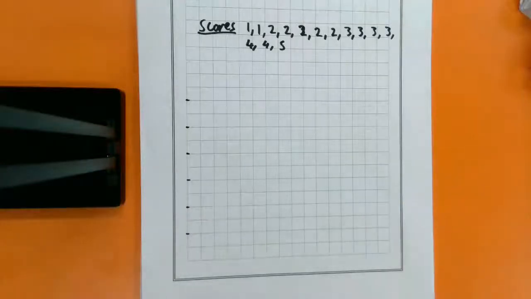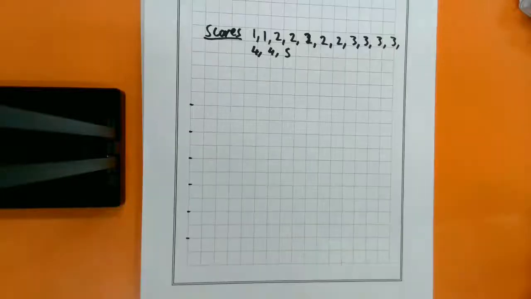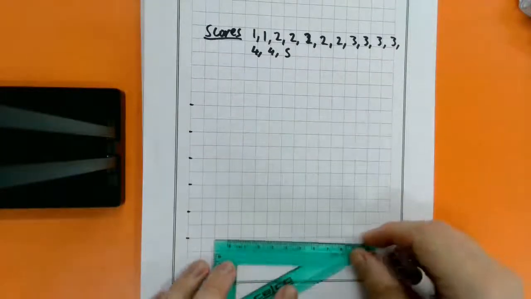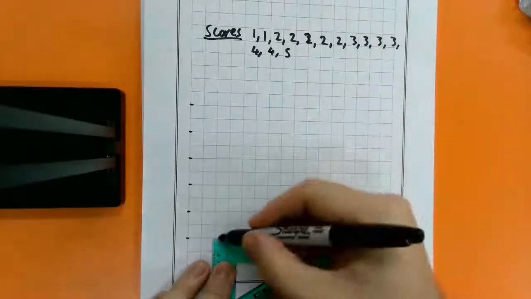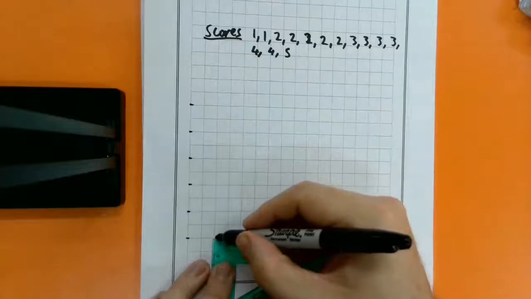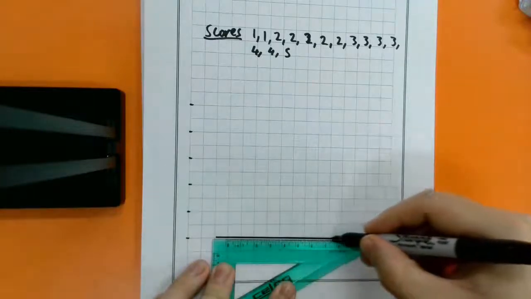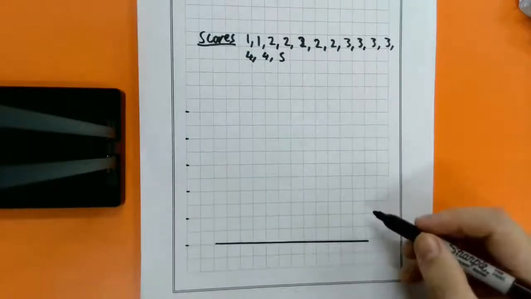You won't necessarily always have this, but we'll use this to just illustrate the purpose of actually drawing a histogram. First things first, let's draw our horizontal axis. Now I'm going to get a ruler, and I really encourage you to get a ruler here, and I'm going to draw a line that is horizontal across my page.